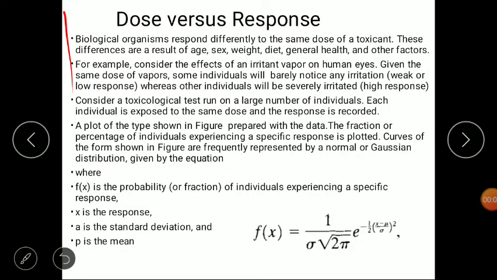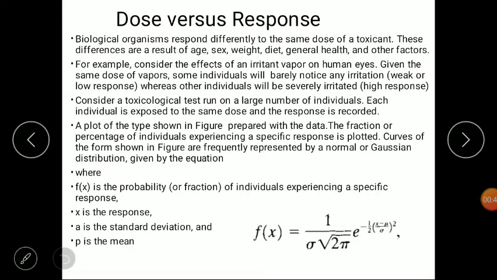Hello friends, hi. Today we'll study the dose versus response curve, which is nothing but the toxicology test that is carried out. How is it carried out? There is a principle behind it: biological organisms respond differently to the same dose of a toxicant, and this difference in response is generally a result of changes in age, sex, weight, diet, general health, and various other factors. This is the basis for the dose versus response curve.